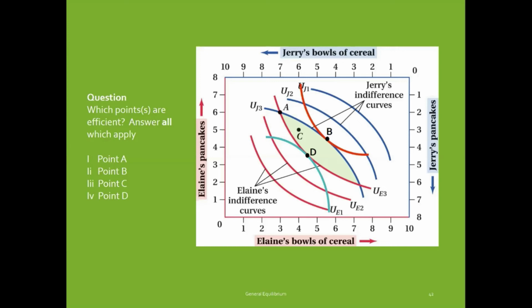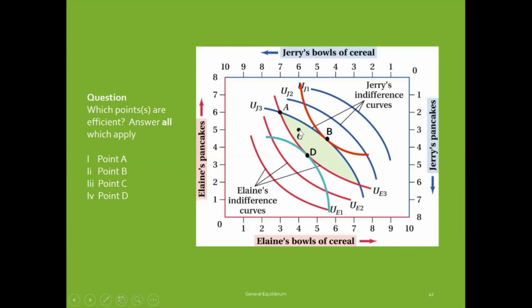Okay, you're back. Let's go through this point by point. For point A, we can see that there are points up and to the right of the indifference curve for Elaine, and they're down to the left for the indifference curve for Jerry. So point A was not an efficient allocation initially. Let's look at point B. This seems to be a point of tangency between Elaine's indifference curve here and Jerry's here. So I would say point B is an initial allocation that is exchange efficient.